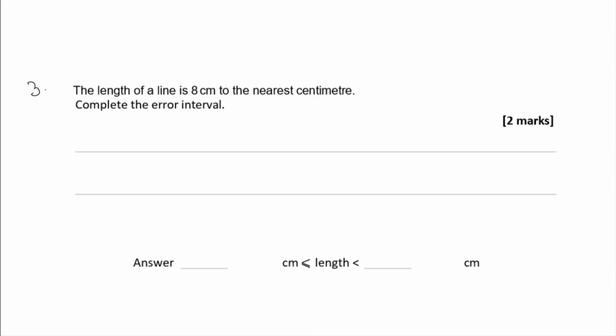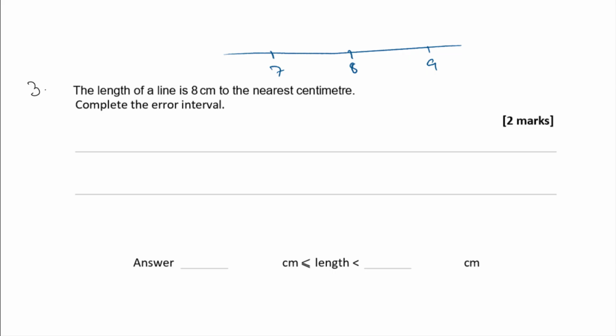Question 3, the length of a line is 8 centimeters to the nearest centimeter. Complete the error interval. Okay, so if it's rounded to 8 centimeters, if you imagine a ruler and you had 8 centimeters marked on it, and the ruler had centimeters, so the boundaries at either side are going to be 7 and 9, aren't they?